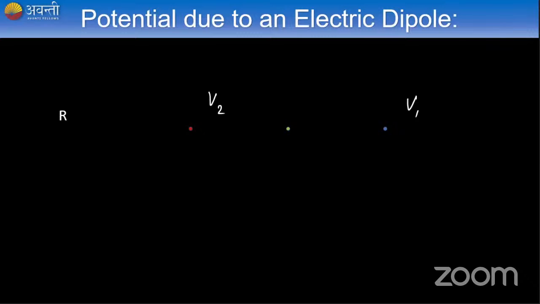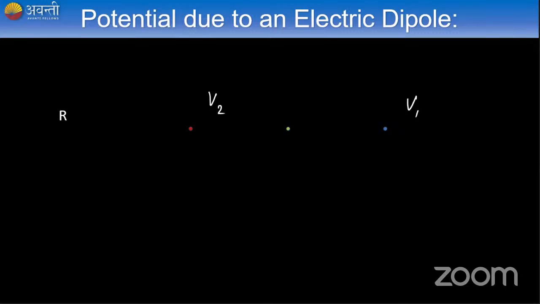Okay. In today's class, we will derive an expression for potential. So what is the electric potential due to an electric dipole? If we have a dipole, what is the electric potential? So guys, I think in your CBSE you have a different expression, a different derivation. So I will try to simplify that derivation here.